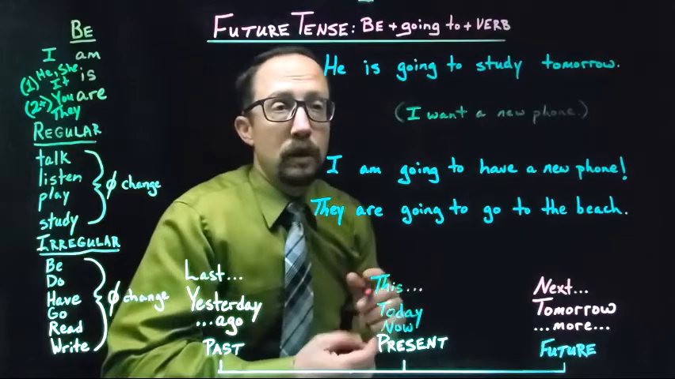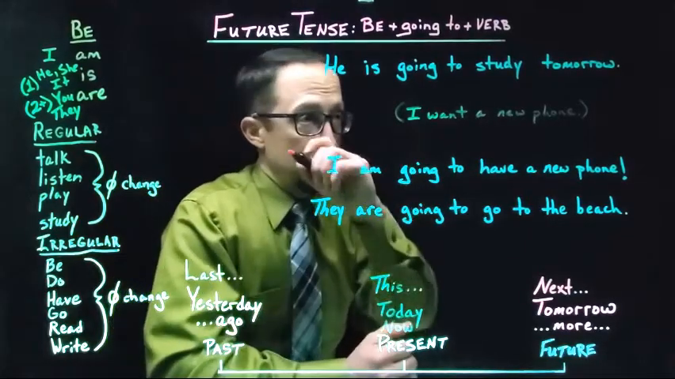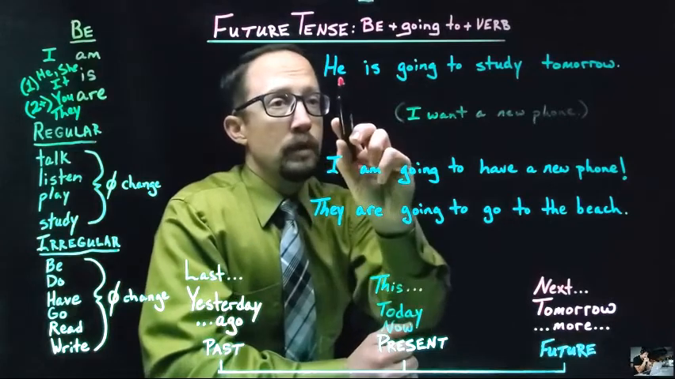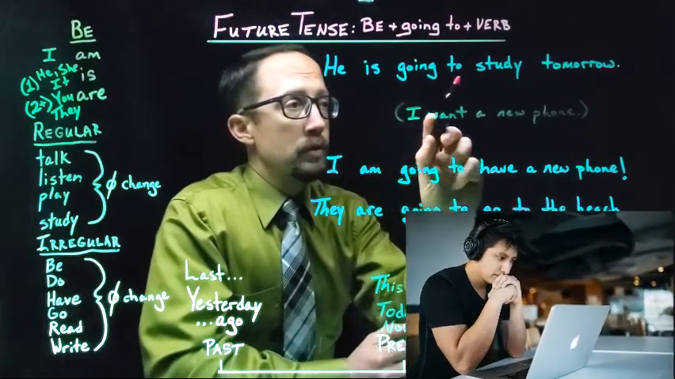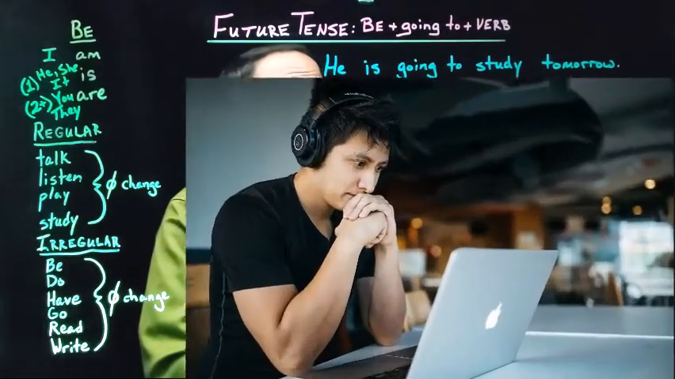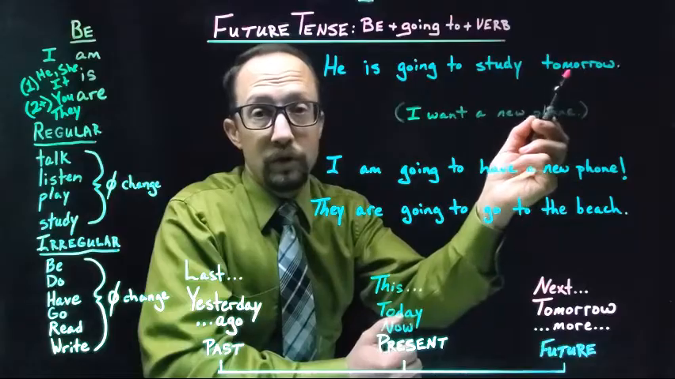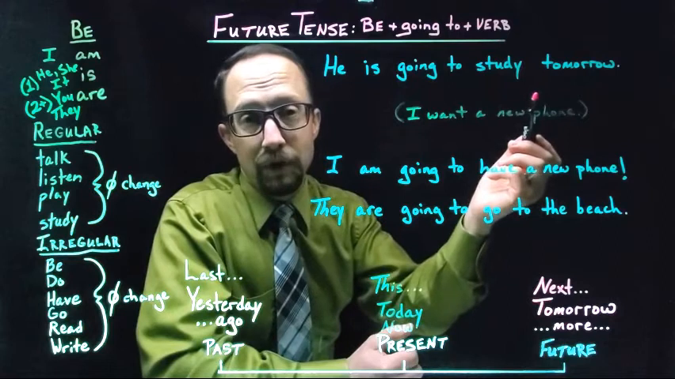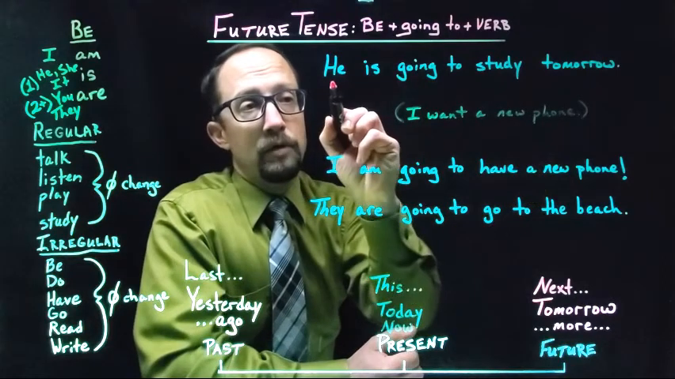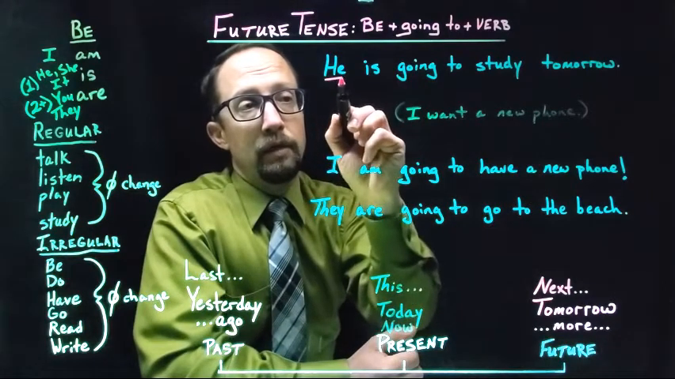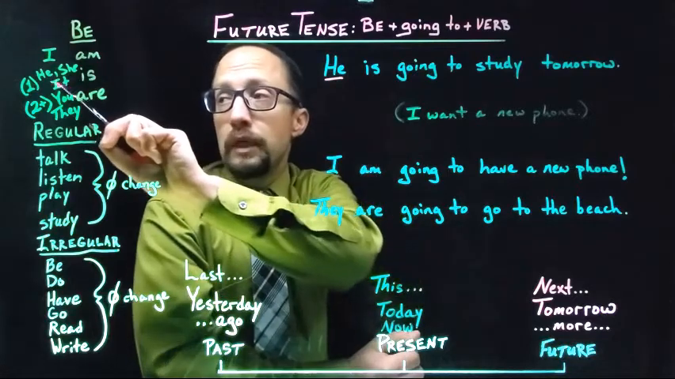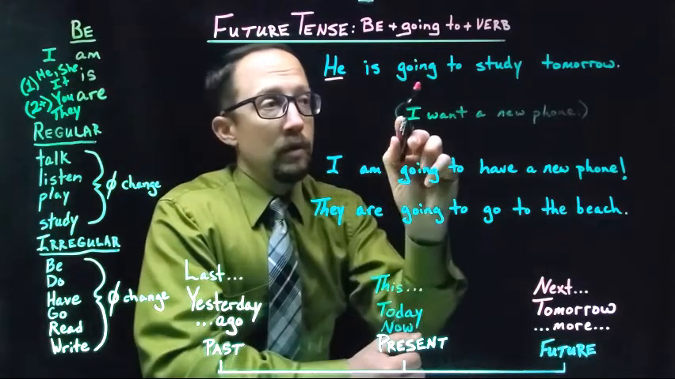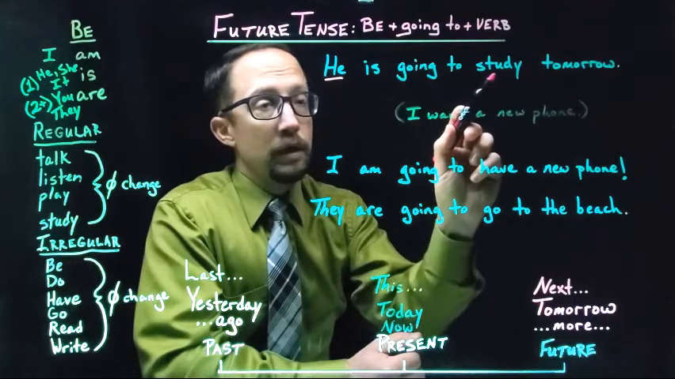Okay, so let's look at our first example. He is going to study tomorrow. And we have the keyword tomorrow, so that tells us it's the future. You also have he, so you use he is going to study.